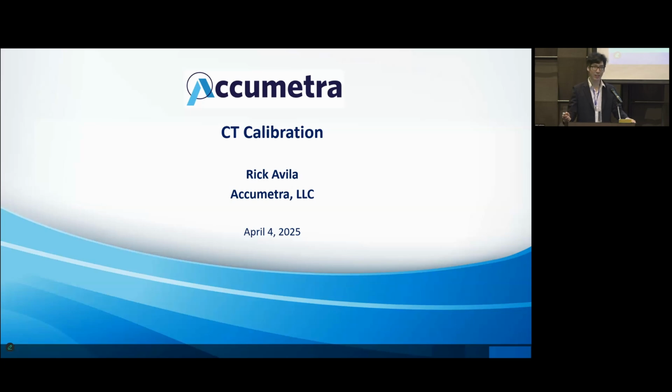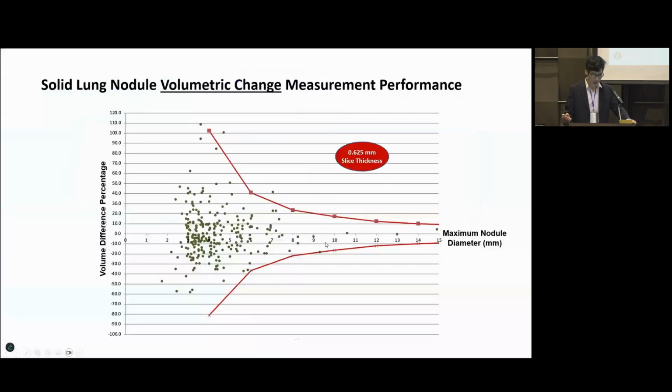And today I'm talking about the role of CT calibration, and I think it's a very relevant topic, especially in the context of the previous talks we just heard, as well as some of the talks yesterday. So this is a plot where we're showing the volumetric change of zero change data.